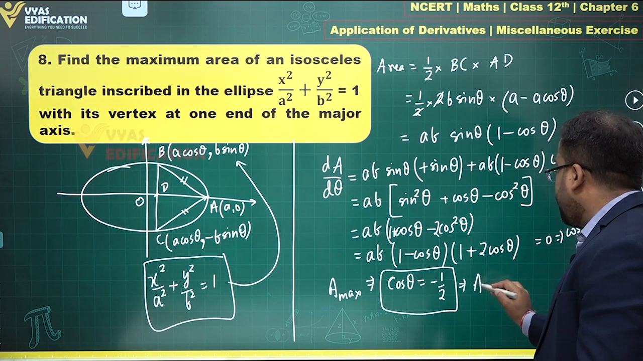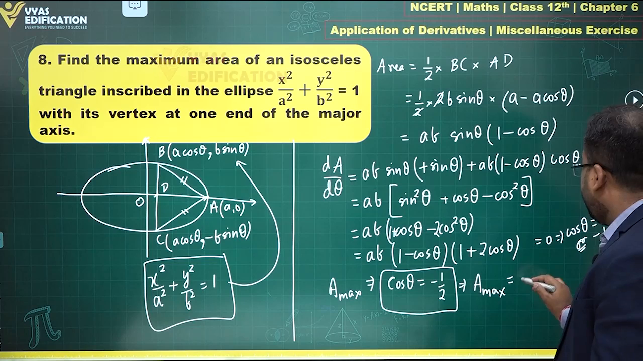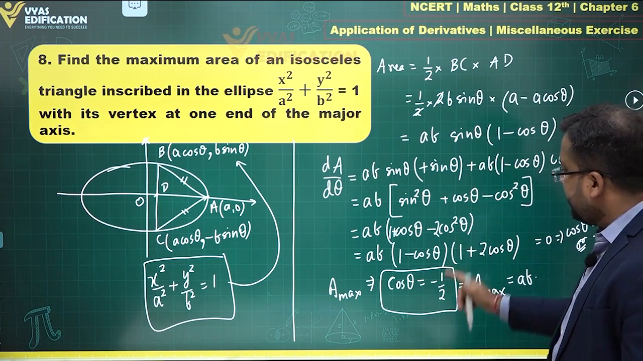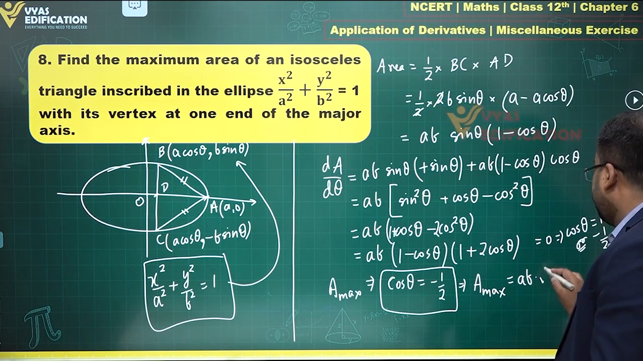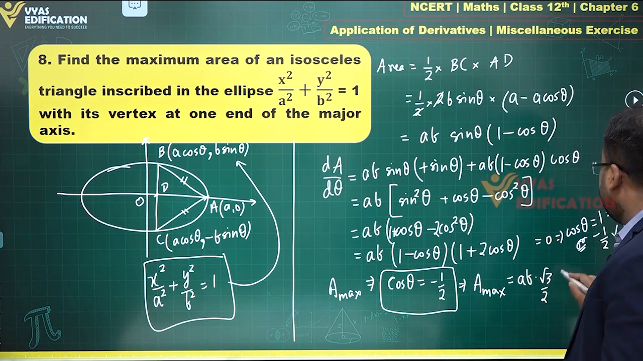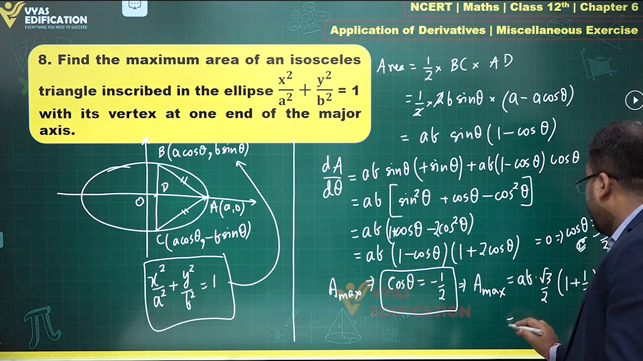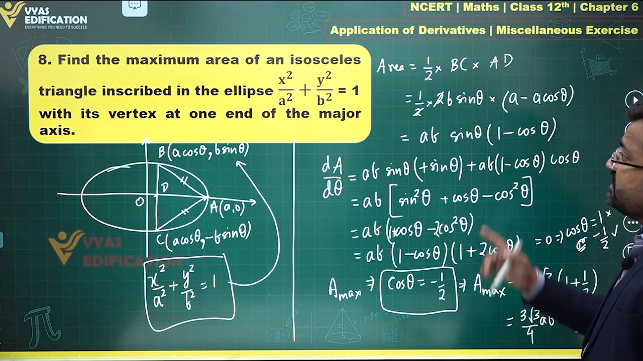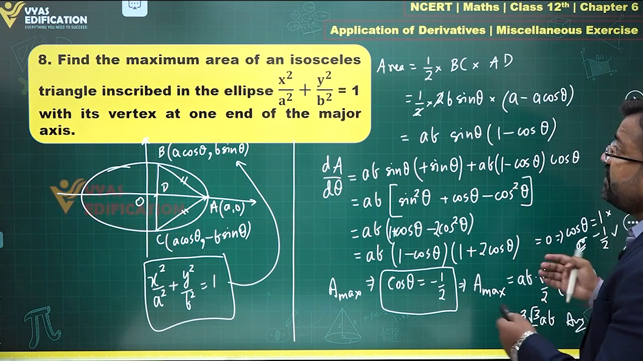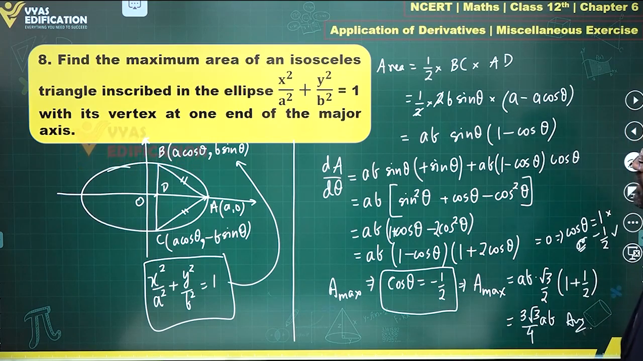Okay, this gives me A max is equal to AB times sin theta. Cos theta is minus half, so sin theta will be equal to root 3 by 2. And 1 minus half, that is 1 plus 1 by 2, which is 3 by 2. So this becomes 3 root 3 by 4 AB, and yes, that is my answer for the maximum area for this isosceles triangle inscribed in the ellipse. That's the complete solution of this question.